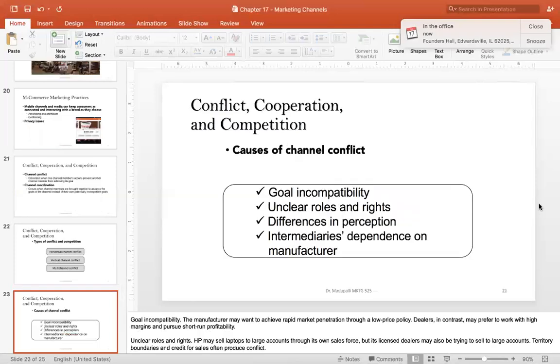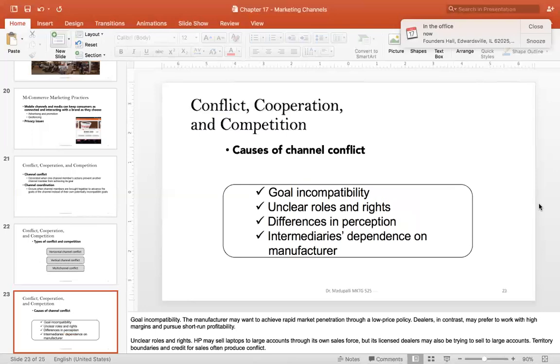So specifically, what causes this conflict? The first is goal incompatibility. The manufacturer may want to achieve rapid market penetration, whereas the retailers are like, no, wait up. We prefer to work with high margins, and you are not providing us high margins.